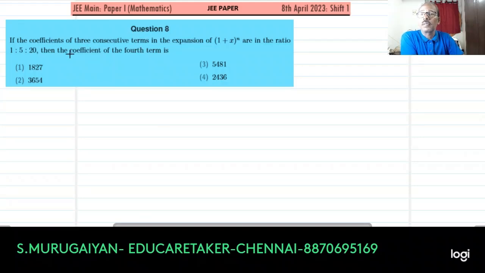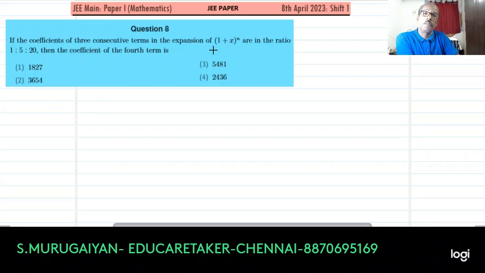Question 8. If the coefficients of 3 consecutive terms in the expansion of (1 plus x) whole power n are in the ratio 1:5:20, then find the coefficient of the fourth term. Four options are given.